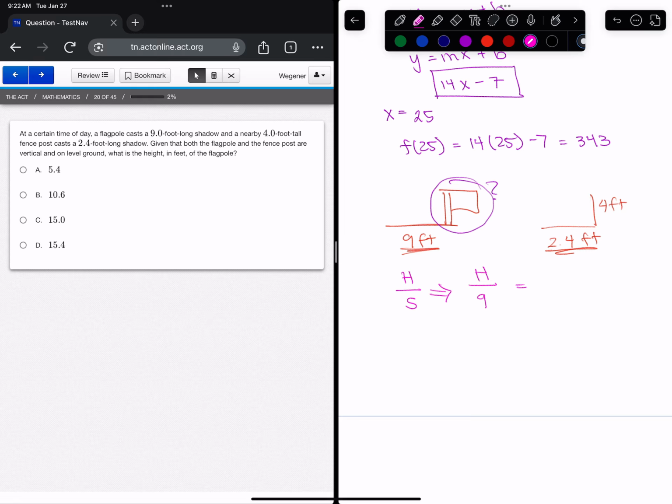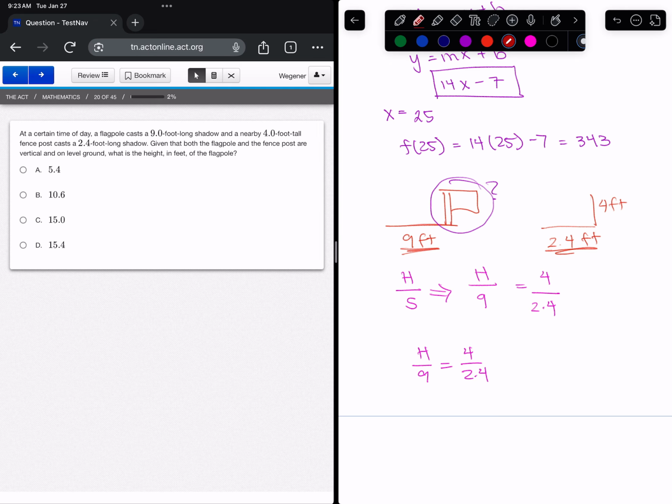Now we're gonna use the same proportion for the fence. Did they give us the height of the fence? Yeah, they did. It was 4. And then what was the shadow of the fence? 2.4. Okay, so h over 9 equals 4 over 2.4.